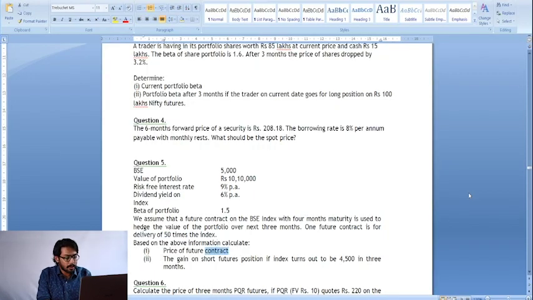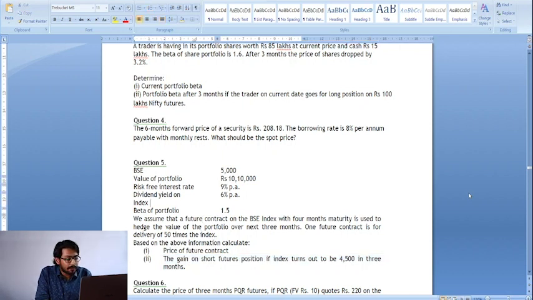I hope you are able to do it on your own. If not, don't worry. Derivatives we learn very slowly. Okay, now part two, the gain on short futures position if index turns out to be 4500 in 3 months. The gain in short futures position.